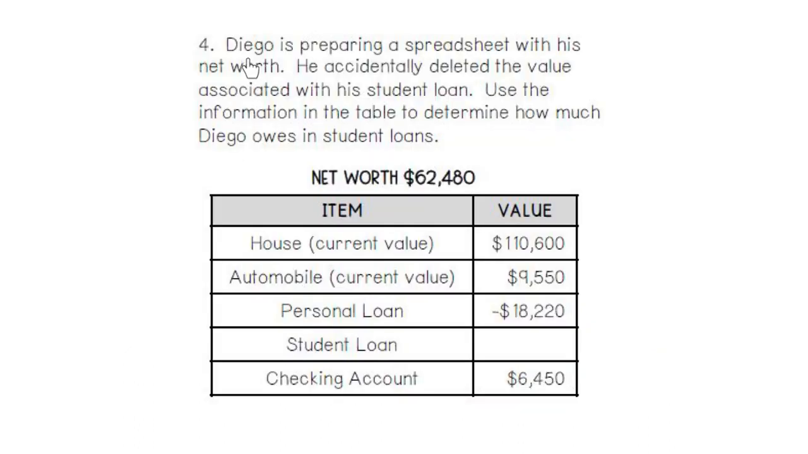Now let's look at this question. Diego's preparing a spreadsheet with his net worth. He accidentally deleted the value associated with his student loan. Use the information in the table to determine how much Diego owes in student loans. Here's his net worth, $62,480. Here is the rest of the information we have. Maybe we want to color code some things. House current value. Value means I can sell it for money. It doesn't say that it's a mortgage, it says value. So value is something I can sell.